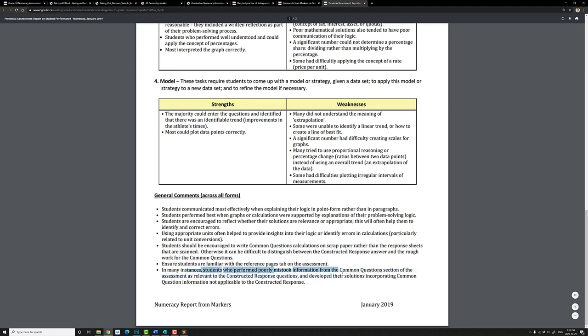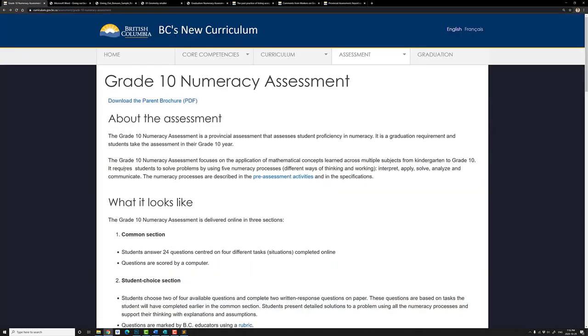And finally, this last point is interesting. Students who performed poorly mistook information from the common questions section of the assessment as relevant to the constructed response questions. So there might be some similarity in the case study, but make sure you're actually reading the constructed response question itself as its own question, as opposed to mixing facts from the previous similar questions.